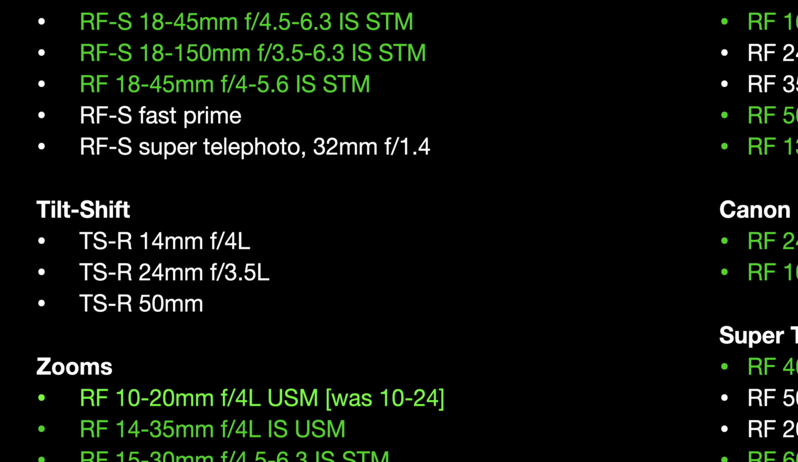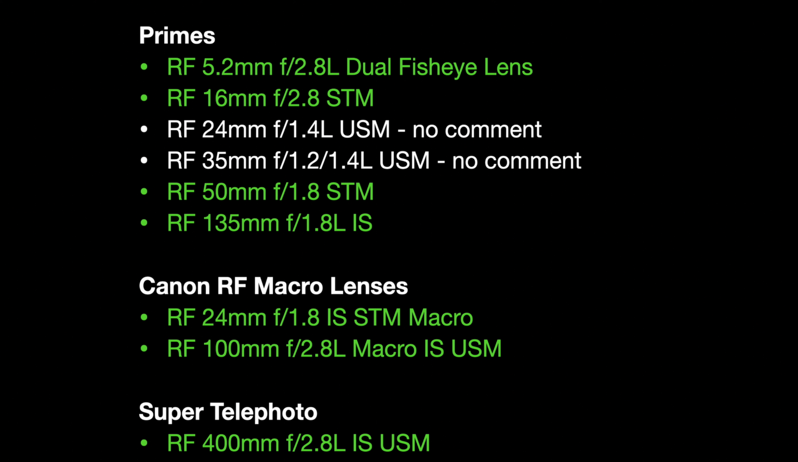There is a 14mm, but that's a tilt shift lens at f4. Now, we don't have an 18mm. The closest we have to that is a 16mm, which Canon has already released, an f2.8 pancake lens, not an L series. Although there is a 24mm f1.4 that is supposed to come out, but again, that's very different from what we see in this patent application.